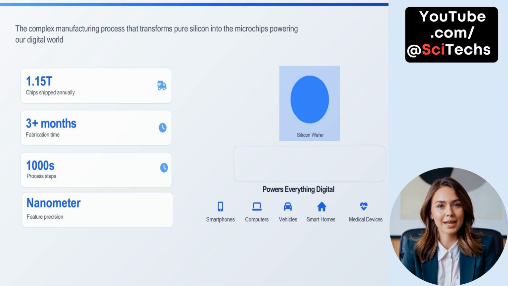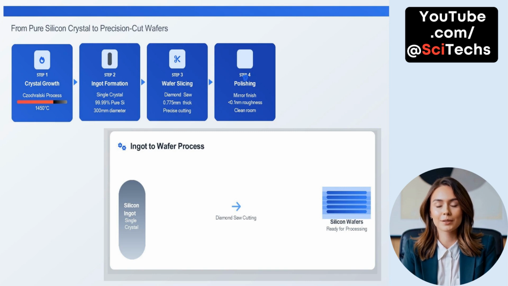Precision is critical, as features on modern chips are measured in nanometers, 1/1,000,000,000th of a meter. At such minuscule scales, even the slightest variation can impact performance or cause defects. The resulting chips power everything from smartphones and computers to vehicles, smart homes, and critical medical devices. The semiconductor industry's impact is universal, driving innovation across countless sectors. Understanding this fabrication process reveals why it's considered the backbone of the digital age, from pure silicon crystal to precision-cut wafers.